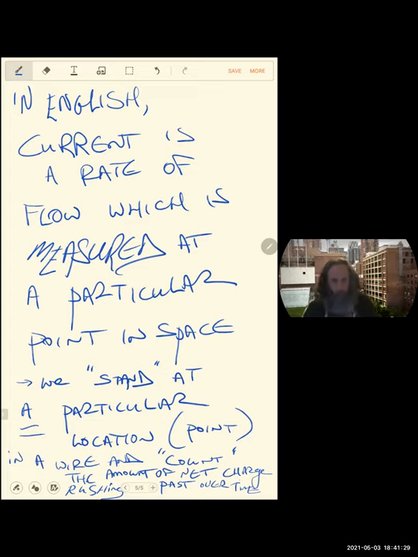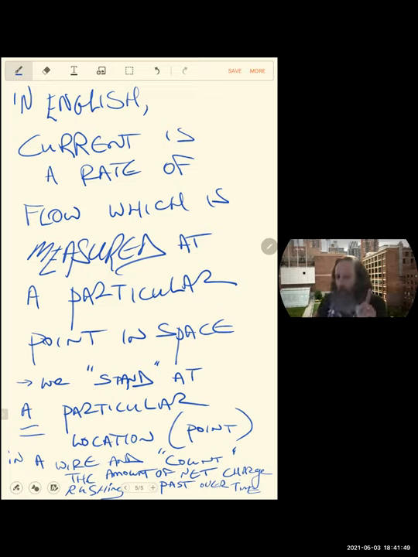Okay, this is illegible as usual, but the big distinction I'm trying to make here, or the first distinction, is current can sound like speed. Like when you're measuring current, it sounds like you're measuring how fast charge is moving, but it's not that. You're counting charges going by.